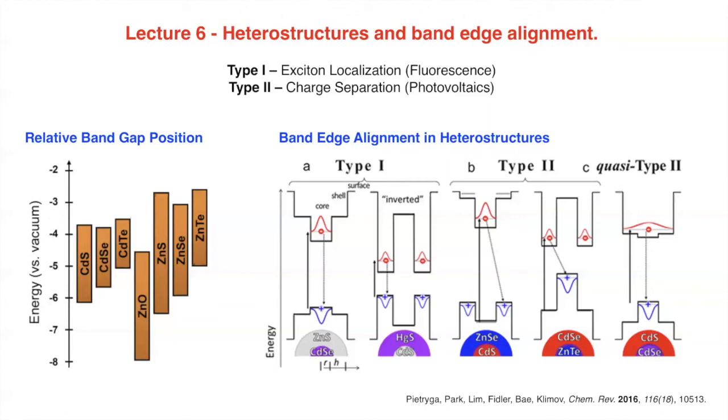People also talk about quasi type 2. Quasi type 2 is where one of the alignments is very similar and one of the charges has a tendency to spread out over both materials. And that leads to partial separation of the excited electron and hole and properties that are kind of intermediate.